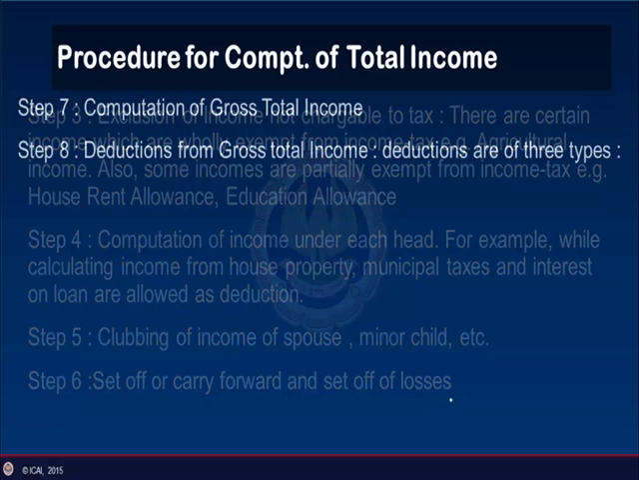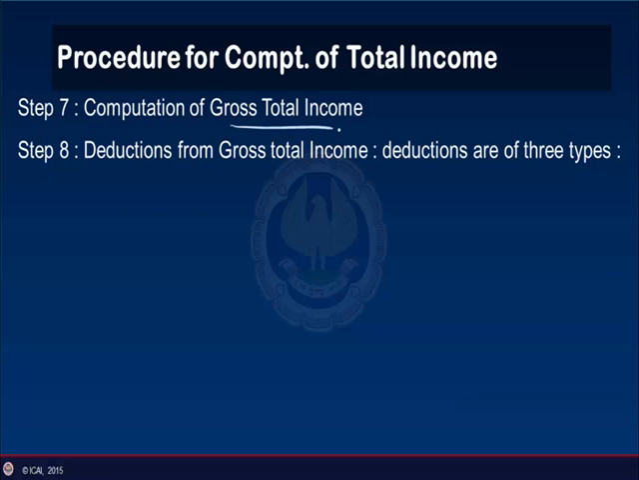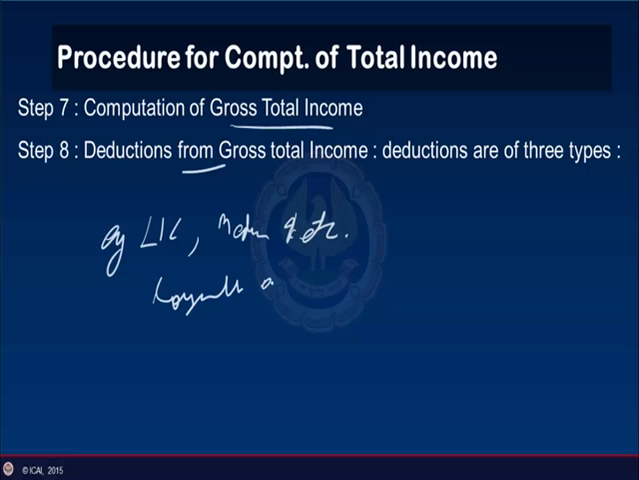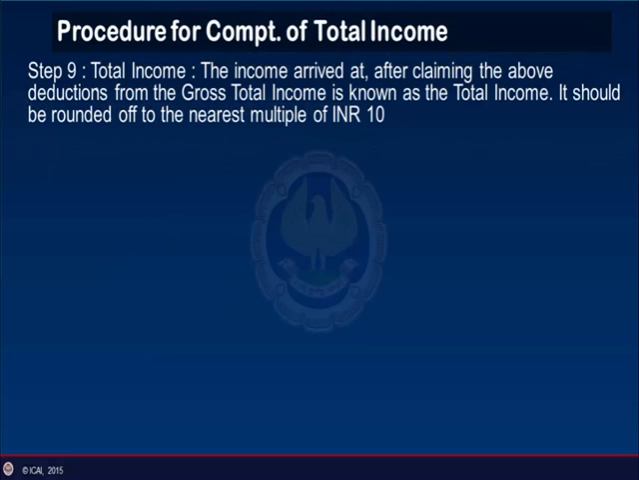Step 7 would be computation of total income. Once all the incomes are derived from each head, we add them up to get a gross total income. Step 8 would be deduction from total income. There are several deductions. Deductions could be in respect of certain payments, e.g. LIC, medical insurance, etc. There could also be deductions in certain incomes like royalty income, etc. There could be other deductions as well, like deduction in case of a person with disability. Step 9, to reach total income: the income arrived at after claiming all the above deductions from gross total income is known as total income. It should be rounded off to the nearest multiple of 10.